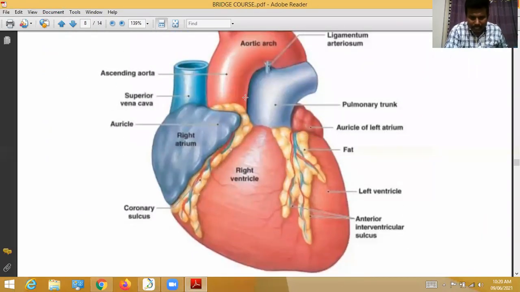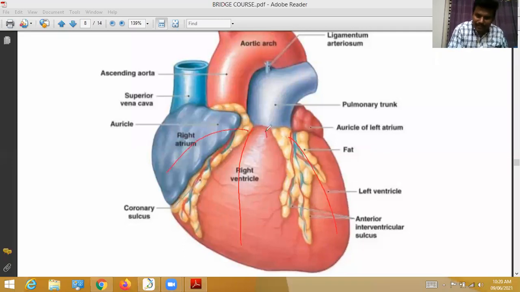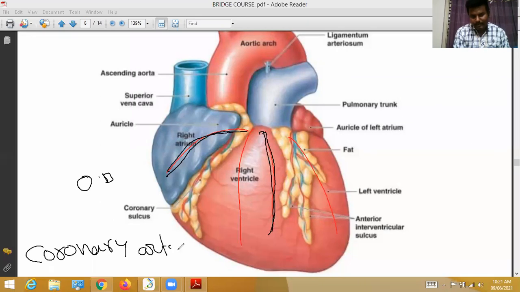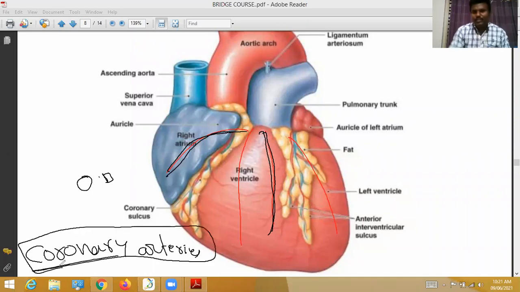Okay, so here a pair of coronary veins like that, a pair of coronary arteries. These coronary arteries bring oxygenated blood to the heart valves from the left ventricle. So these are called coronary arteries. Coronary arteries. So this is a coronary artery. It is one blood vessel.